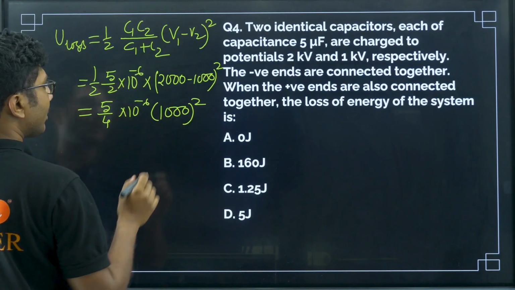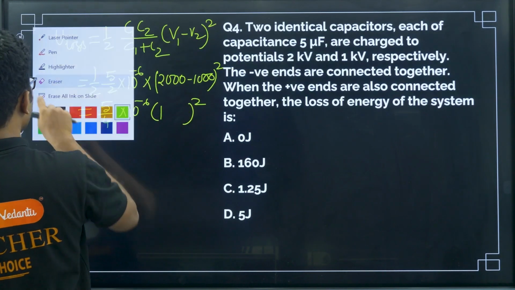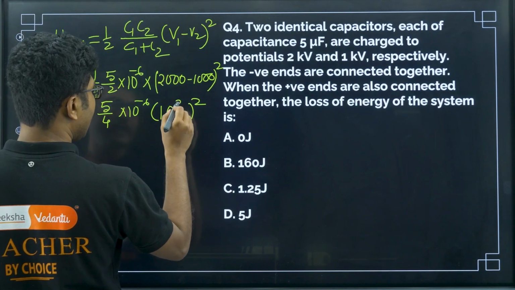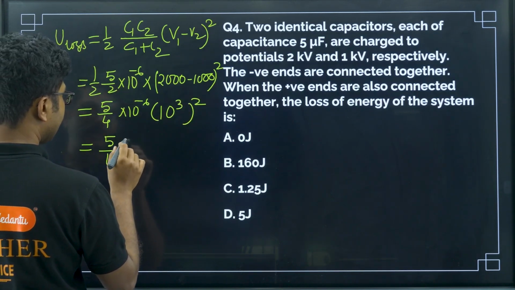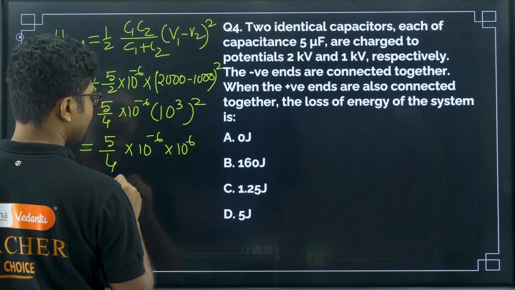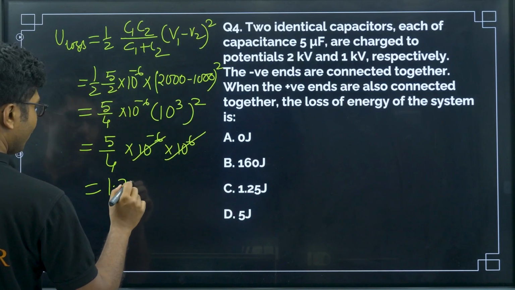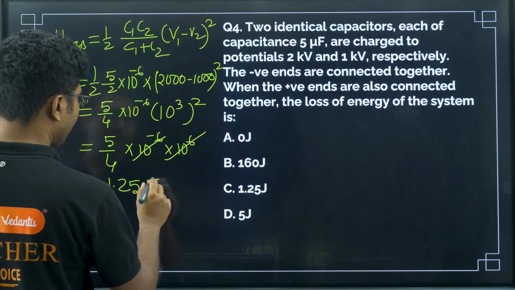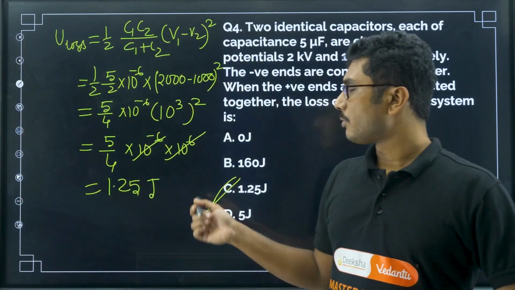1000 means what? 1000 means 10 to the power of 3, right? And whole square of that is 10 to the power of 6. So 10 to the power of minus 6 times 10 to the power of plus 6. So they will cancel each other. 5 by 4 means 1.25. Okay, 1.25 joules. So you can easily answer this question if you remember this formula.